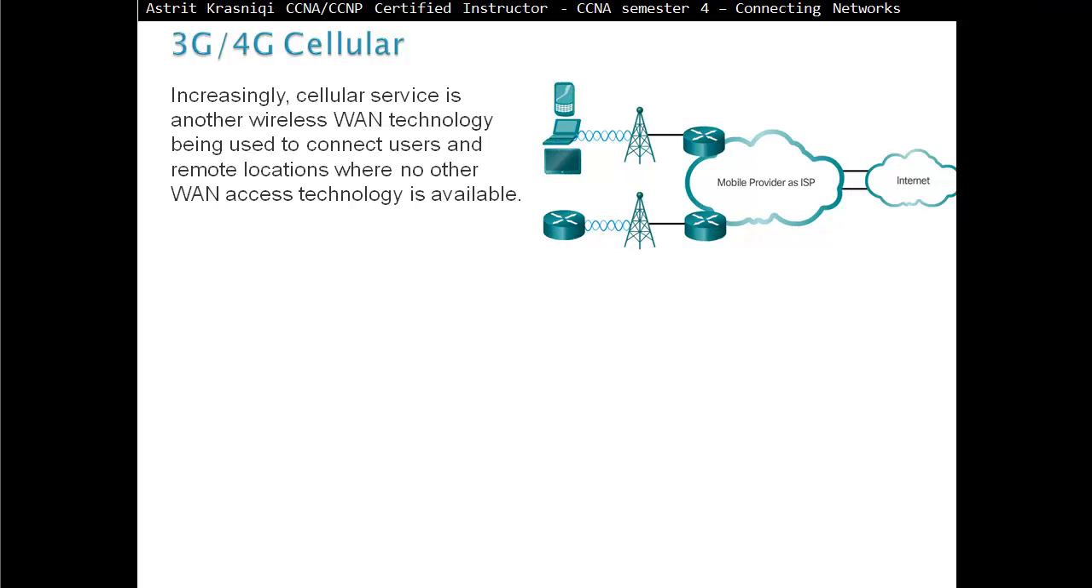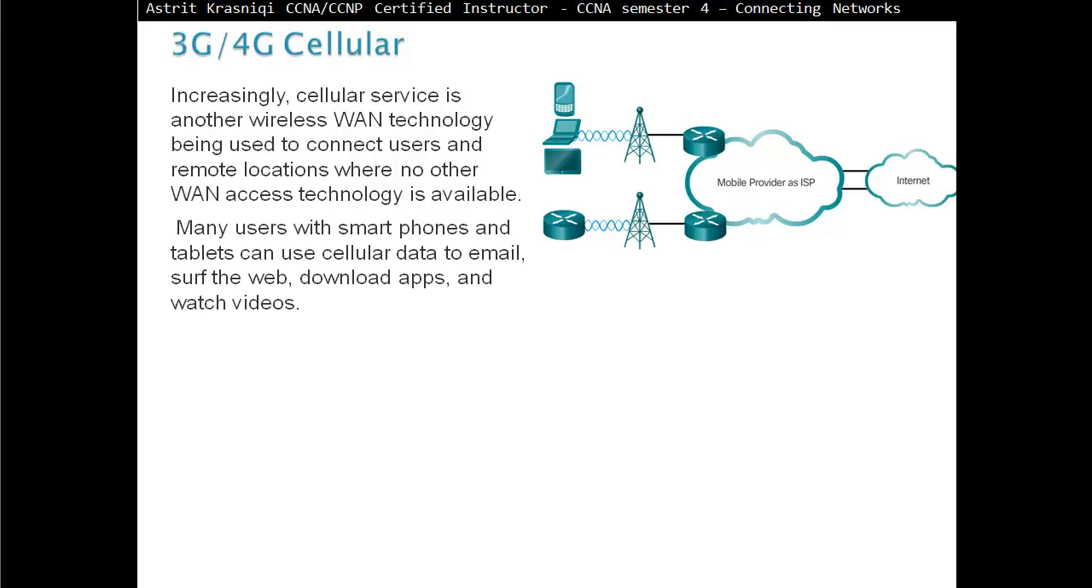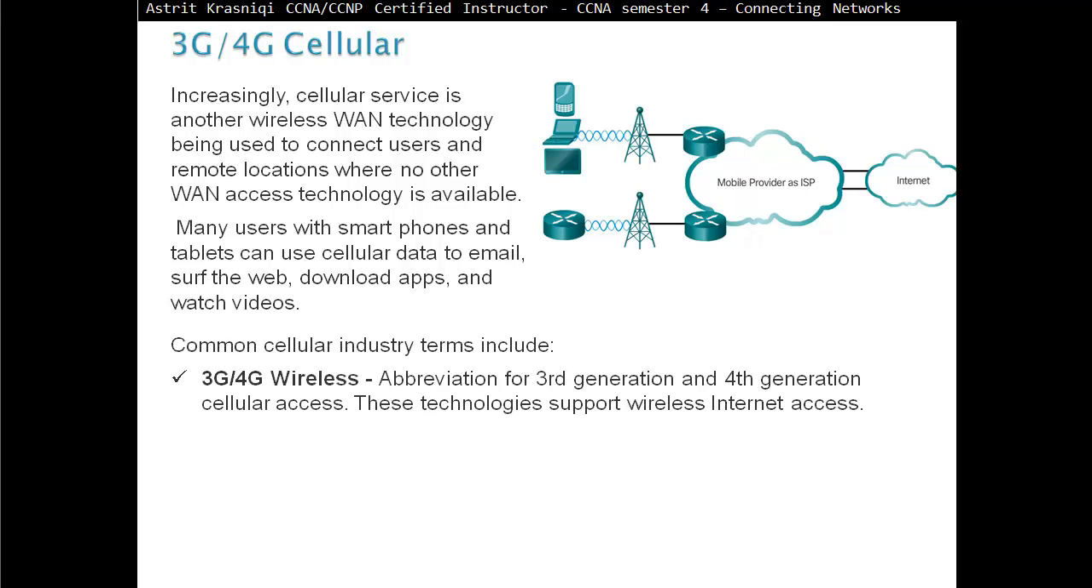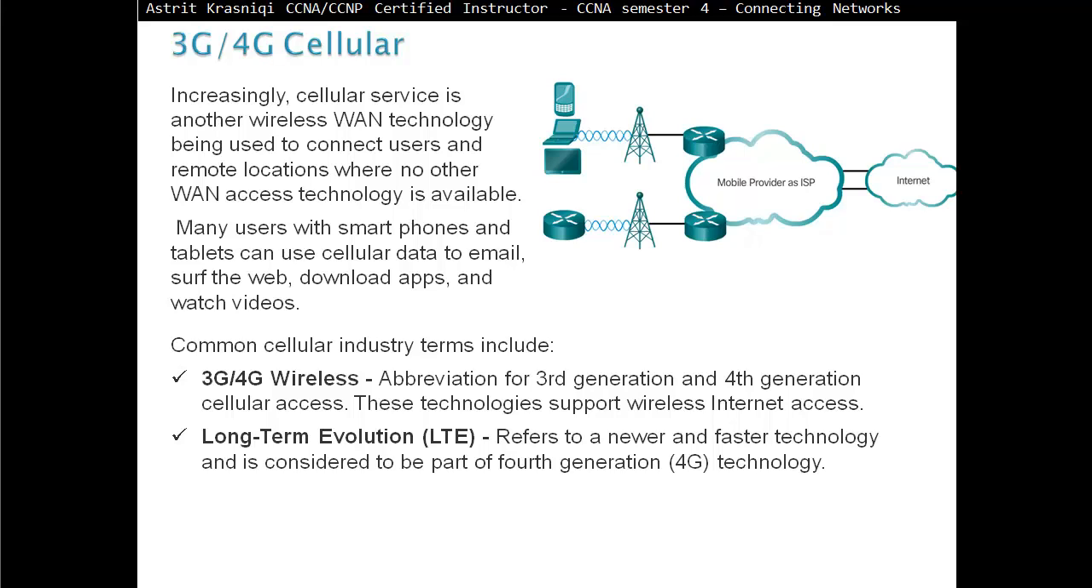3G and 4G cellular: increasingly, cellular services and other wireless wide area network technology are being used to connect users in remote locations where no other wide area network access technology is available. Many users with smartphones and tablets can use cellular data to email, surf the web, download apps, and watch videos. Common cellular industry terms include 3G and 4G wireless, abbreviations for third generation and fourth generation cellular access. These technologies support wireless internet access. Long-term evolution, LTE, refers to newer and faster technology and is considered to be part of the fourth generation, 4G, technology.